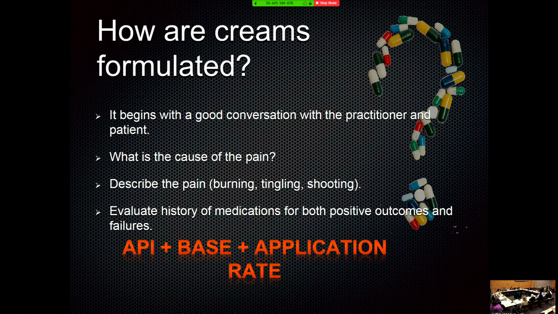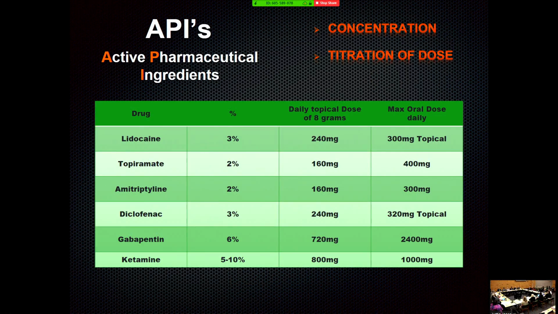And when we get all this information, we put it together, then along with the practitioner, we can start choosing the active ingredients that we want to use, the base we're going to put it in, and the application rate. This is just a list of the APIs that we see. What I want you to take from this slide is that we do put some thought into what strengths we're going to be using in a topical pain cream.